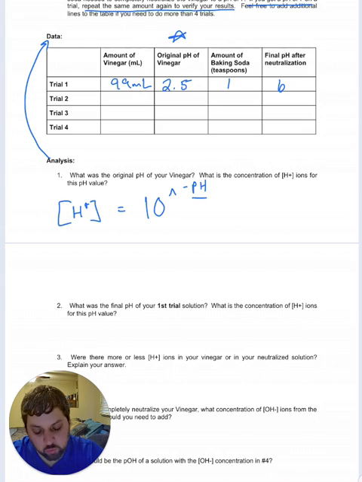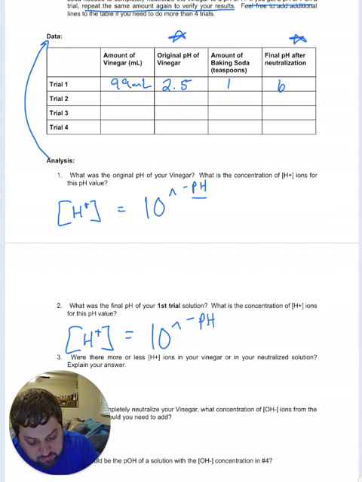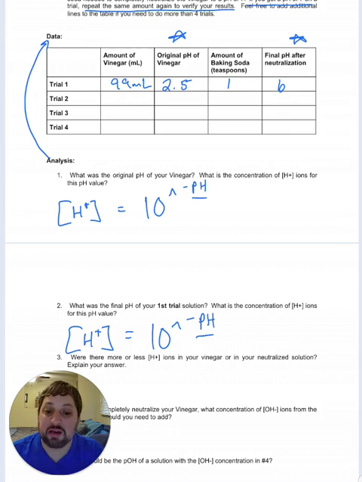For number 2, what was the final pH of your first trial solution? Well, this is coming again from the data table in the last column. So what is the concentration of hydrogen ions? Well, again, we're going to use our same formula, right? Our hydrogen ion concentration is equal to the antilog, or 10 raised to the opposite of our pH. So depending on your values, your answers will differ.